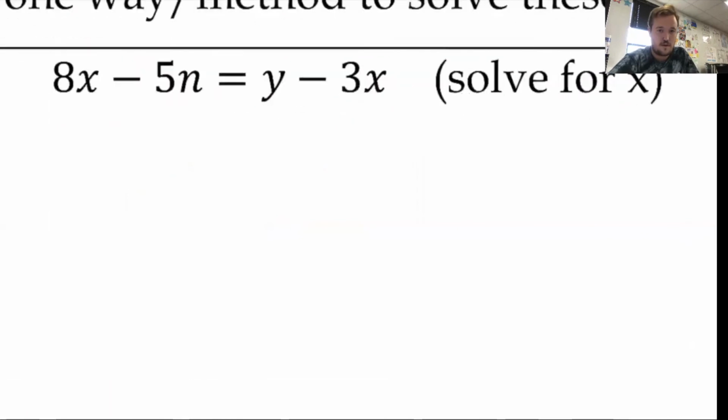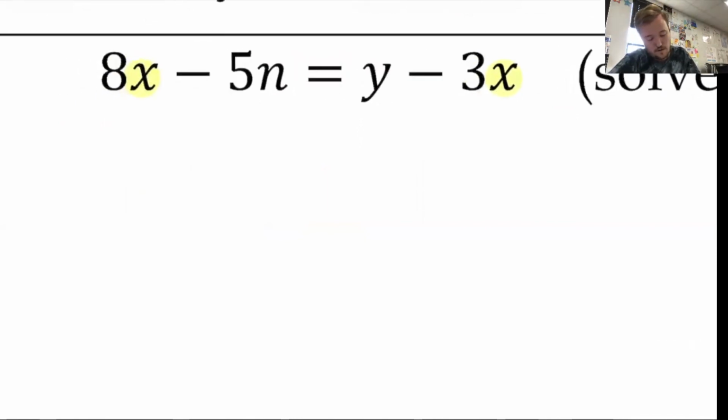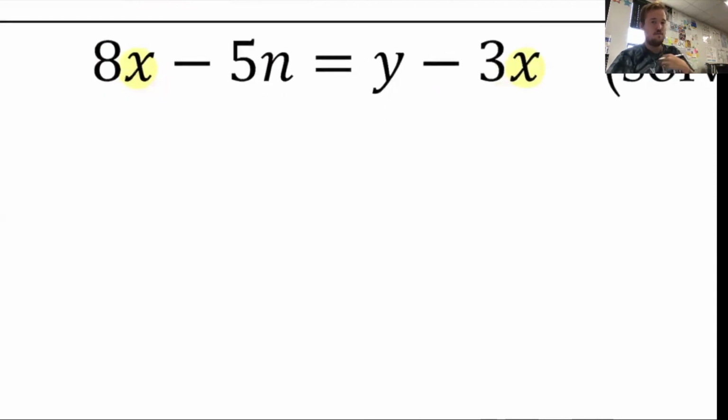All right, looking at the next one. Now we want to solve for x. So once again, notice how it's in more than one spot. So what I'm going to do is I actually want to get these to the same side. However, if you look, we have 8x and negative 3x. There's not another variable with either of these x's, which means we could actually combine these. So what I'm going to do to combine them is I'm going to move the negative 3x. I'm going to add this over.